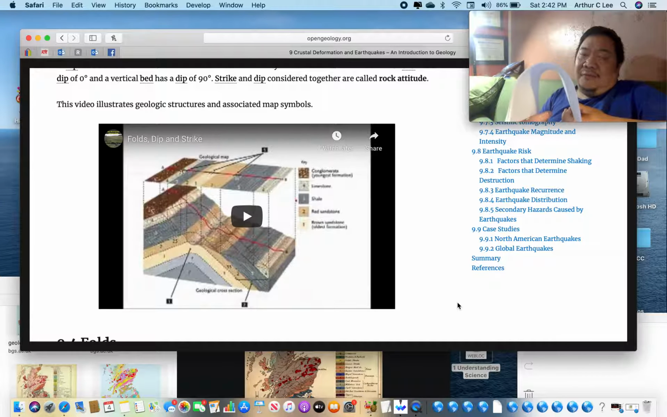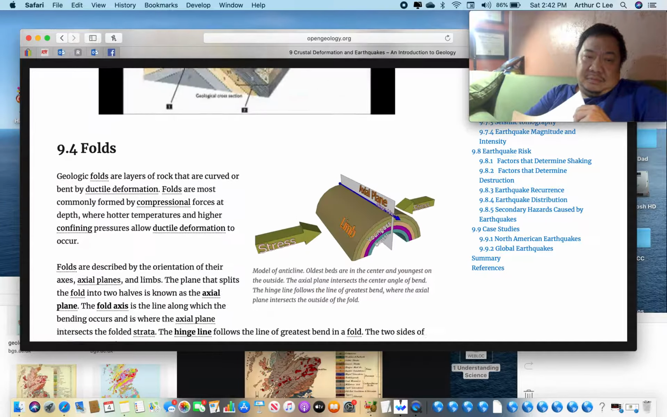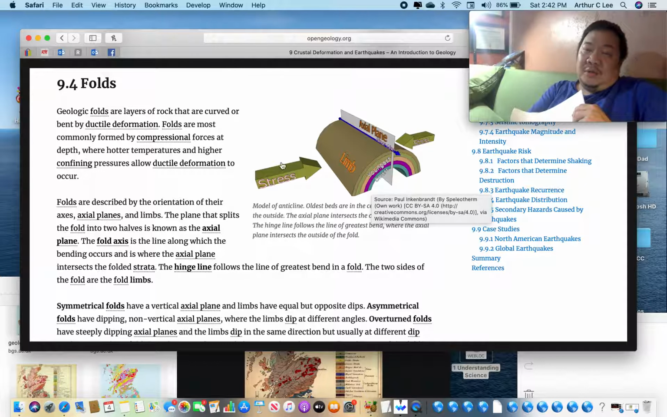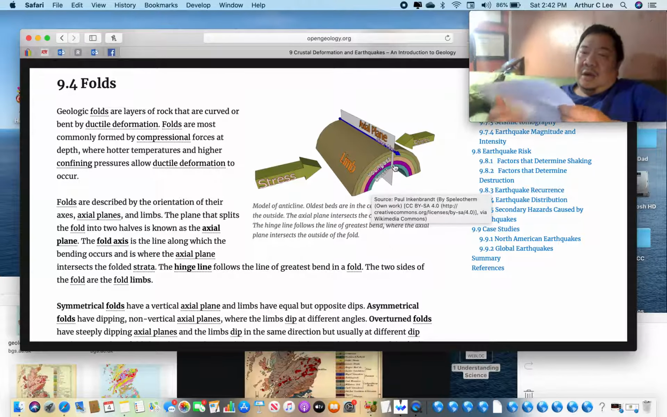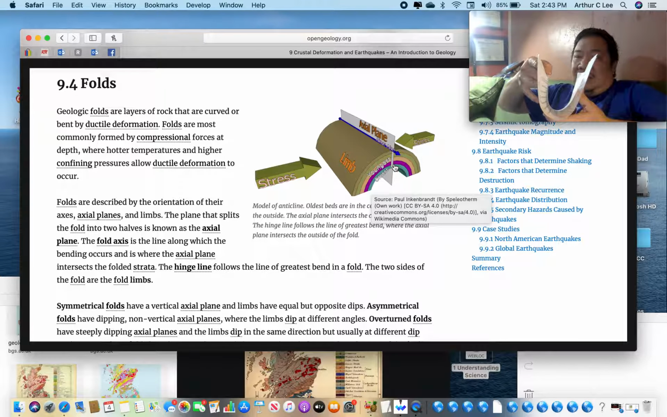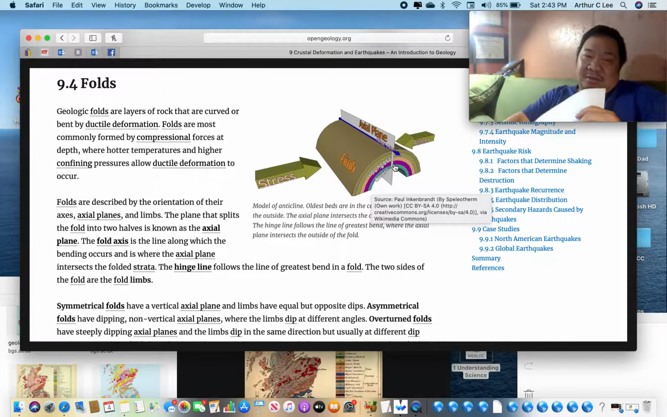There's 2 main kinds of folds. The kind of fold that I have in my hand right here is an anticline. Here you can see 1, 2, 3, 4 beds, and you compress them, you apply compressive stress here, and you made an anticline. This is called an anticline. However, there's another way to do it. Let's say I push the rocks together and they do this instead. That is a syncline.